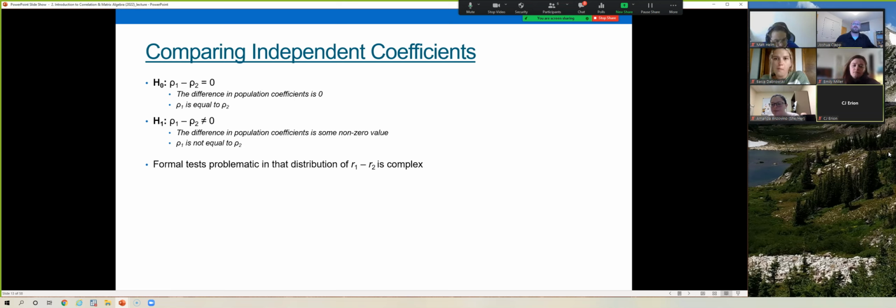Okay, so what we're doing here is comparing two independent correlations. Now the problem is that the distribution of sample correlation 1 minus sample correlation 2 is complicated. It doesn't follow a nice normal distribution. And remember, if we're going to run inferential tests, all of our inferential tests are predicated on the assumption that we know what the distributions of scores look like under the null hypotheses.